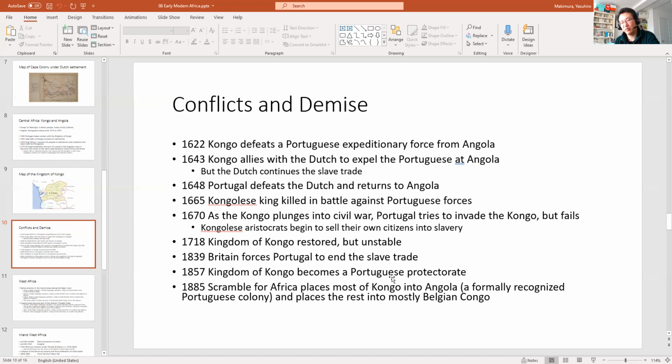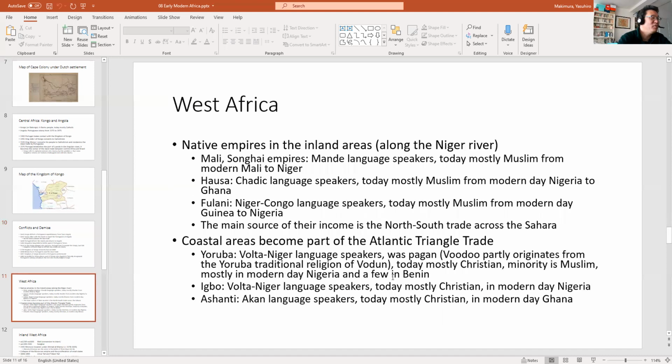The other parts that don't become part of Angola go to the Belgians. It becomes part of Belgian Congo. Well, to be more precise, it becomes part of King Leopold's Congo. It was called Congo Free State. I'll talk about this when we get there in the modern period. All right.